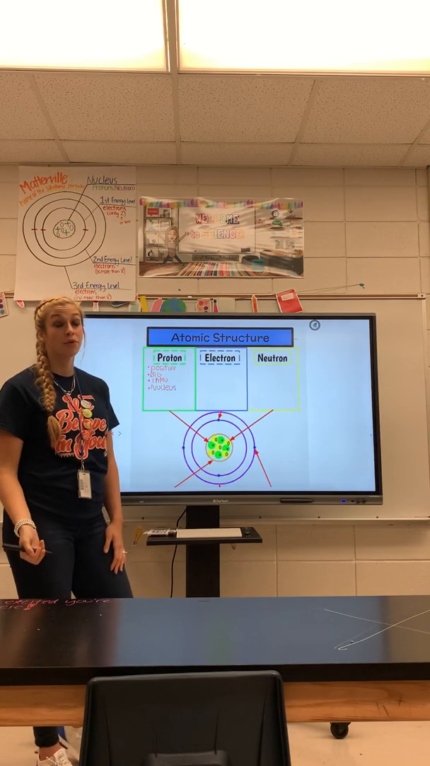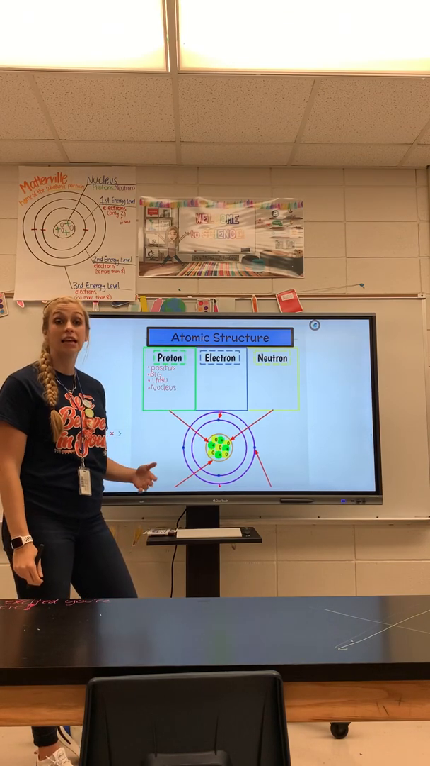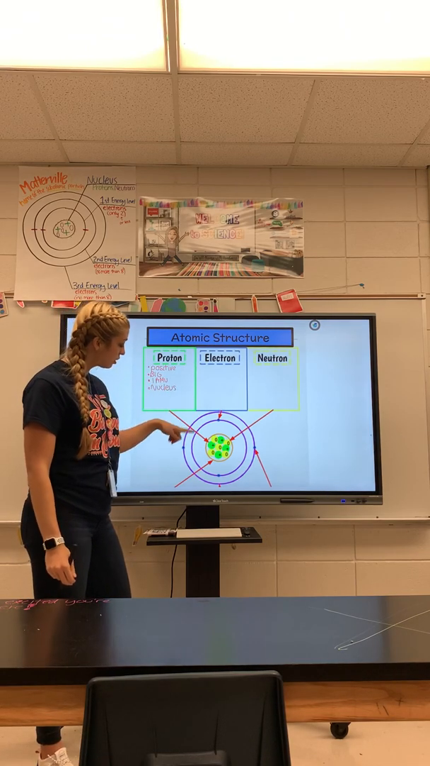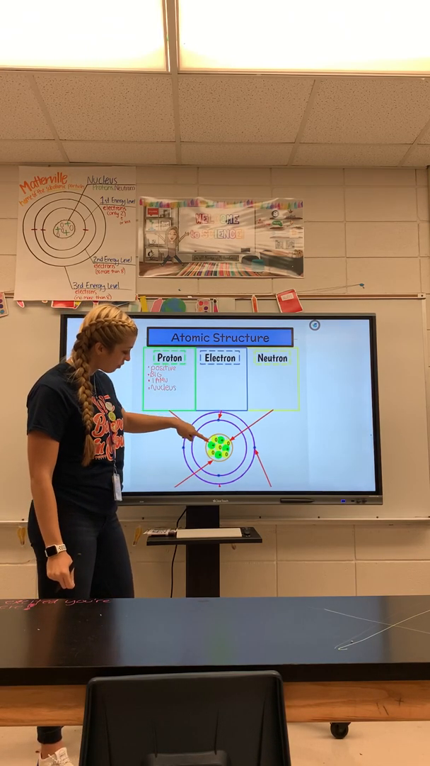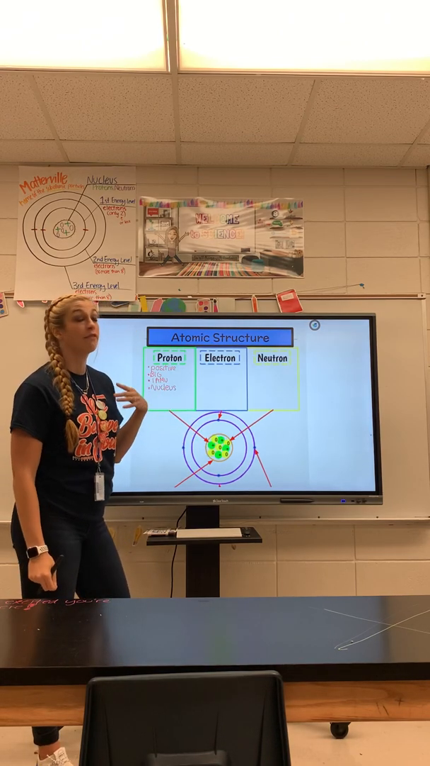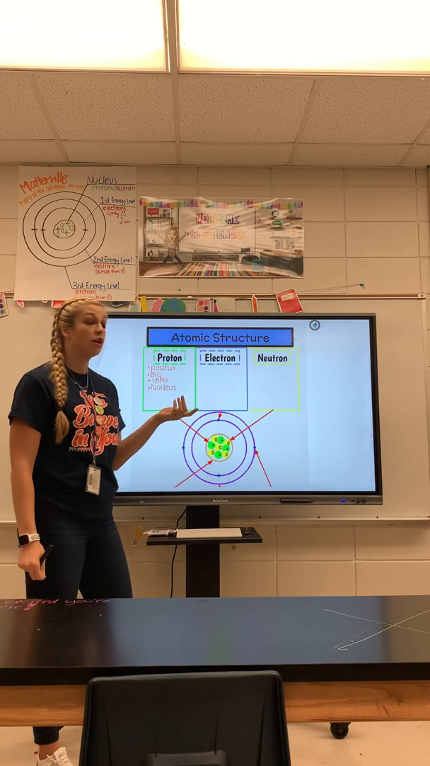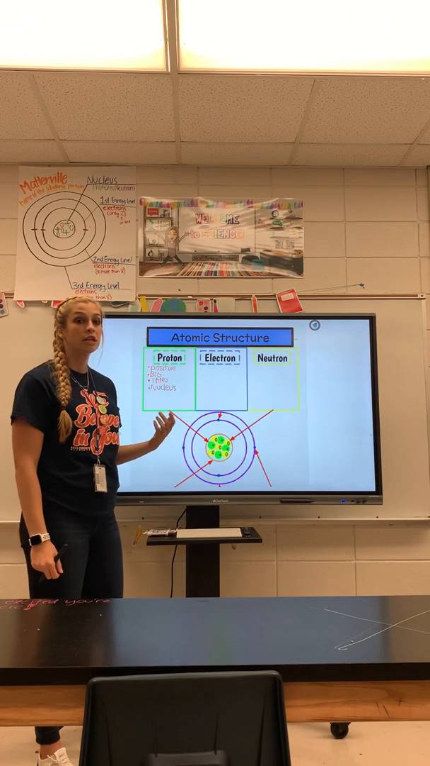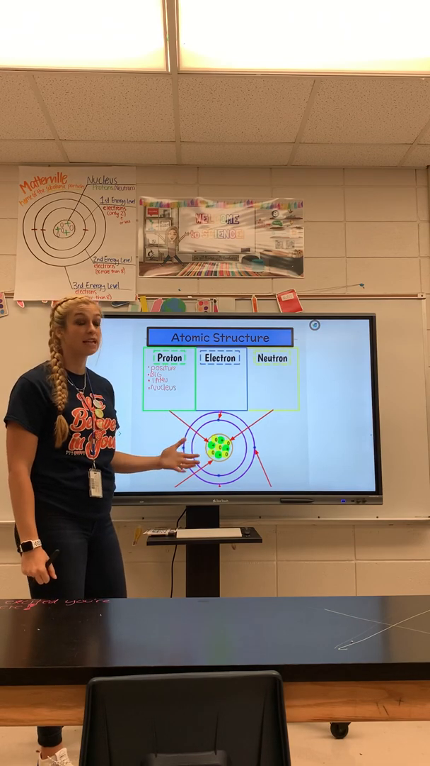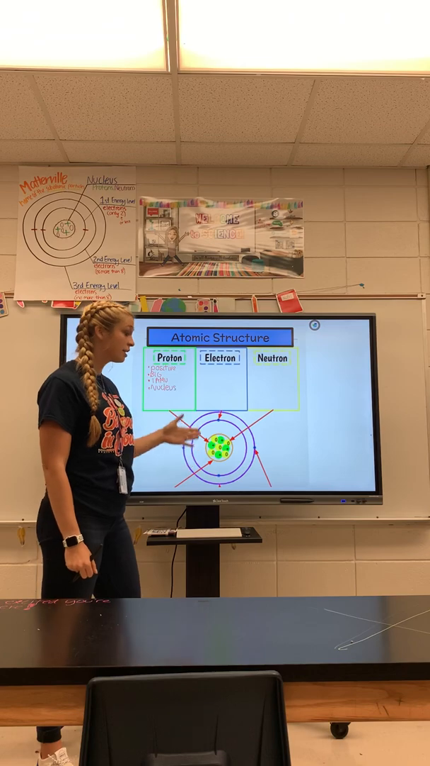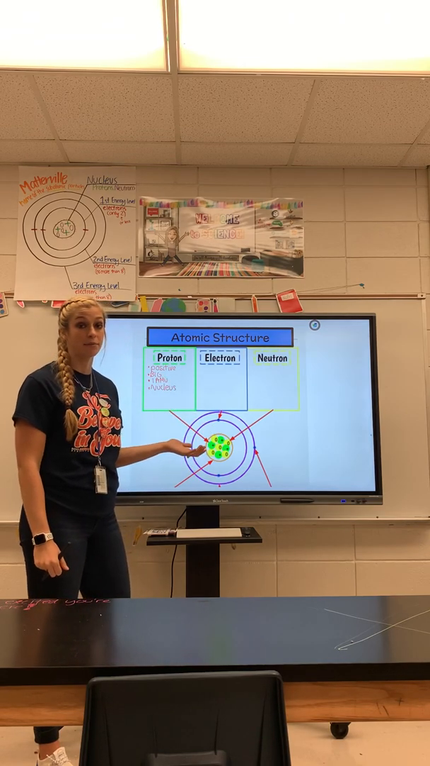One other really important thing about protons is that they identify an element. So for example, if I look at this atom, I can count 1, 2, 3, 4 protons. If I look at my periodic table, number 4 is beryllium, Be. So the number of protons identifies an element, or it tells you who that element is. By looking at this, counting the protons, I know what element that is.